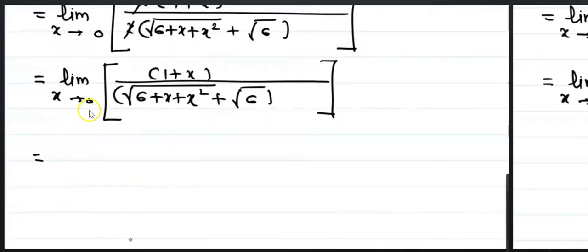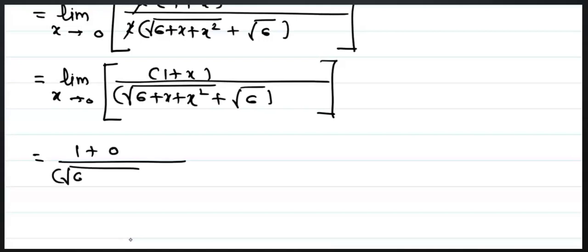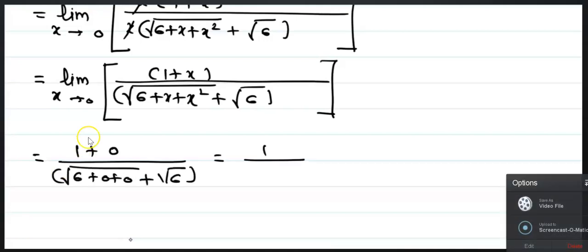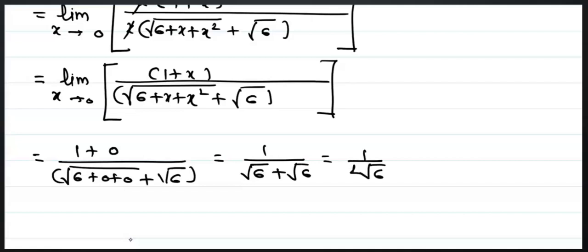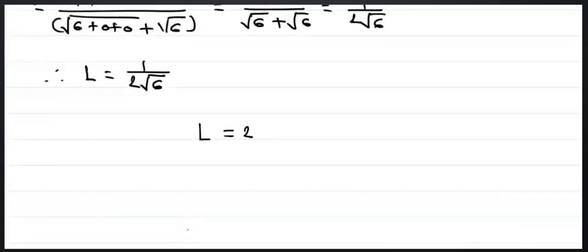Now we'll take the limit as x tends to 0. When x tends to 0, this will become 0, so that is 1 plus 0, which is 1. Zero plus 0, that is root 6. Plus here is also root 6. Root 6 plus root 6 is 2 root 6. So as x tends to 0, that is 1 upon root 6 plus root 6, which means 2 root 6. This is the answer. Therefore the answer is 1 upon 2 root 6.